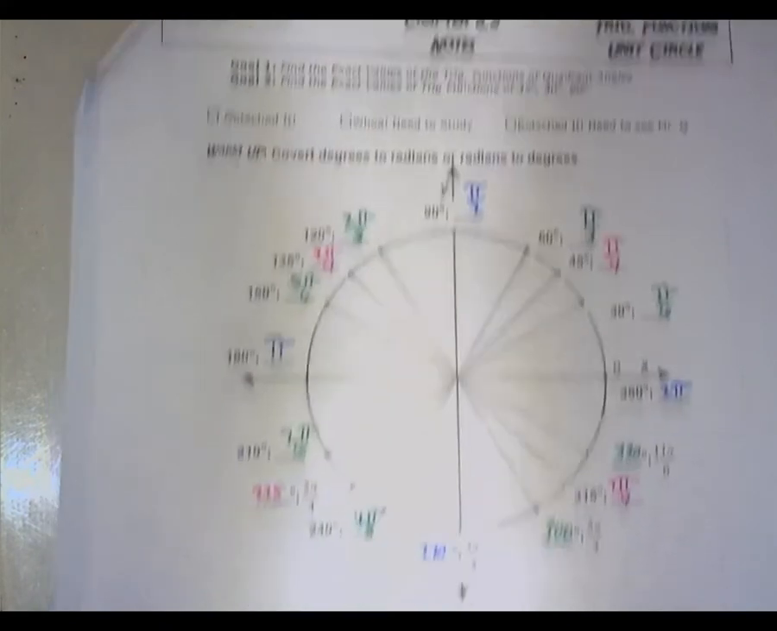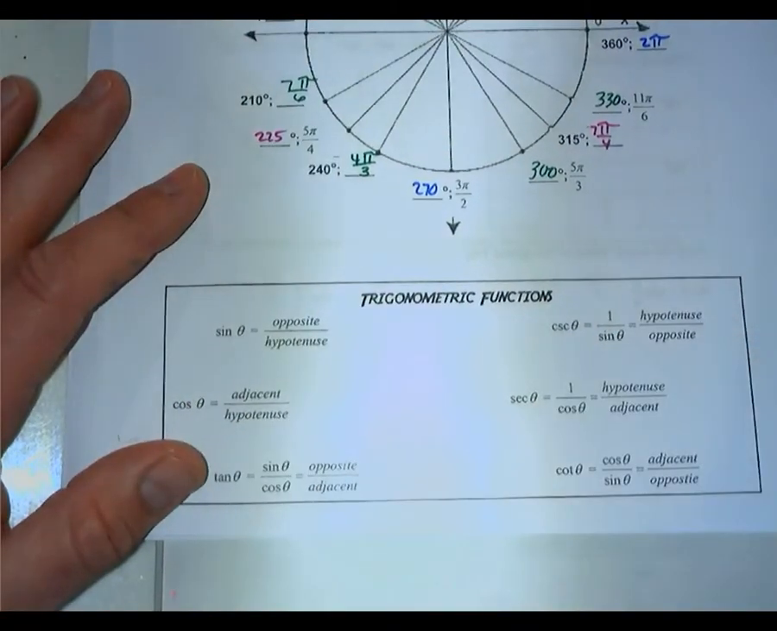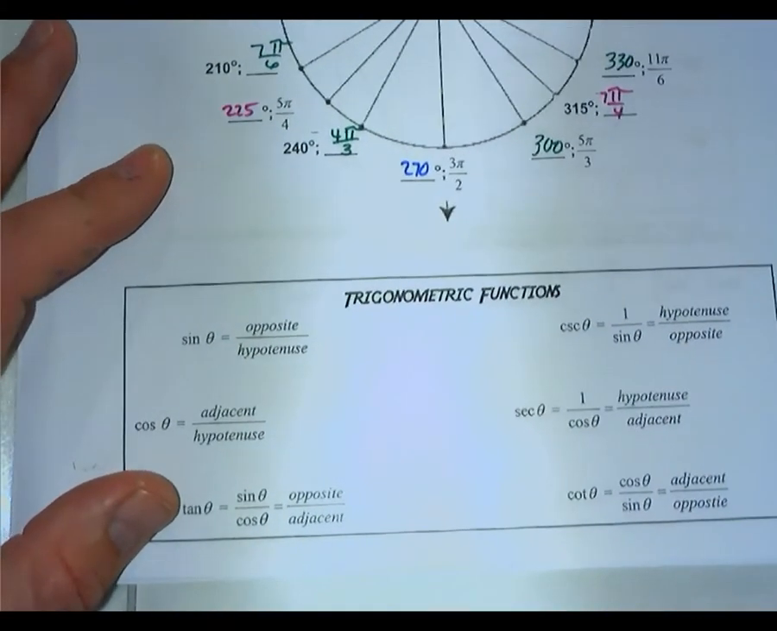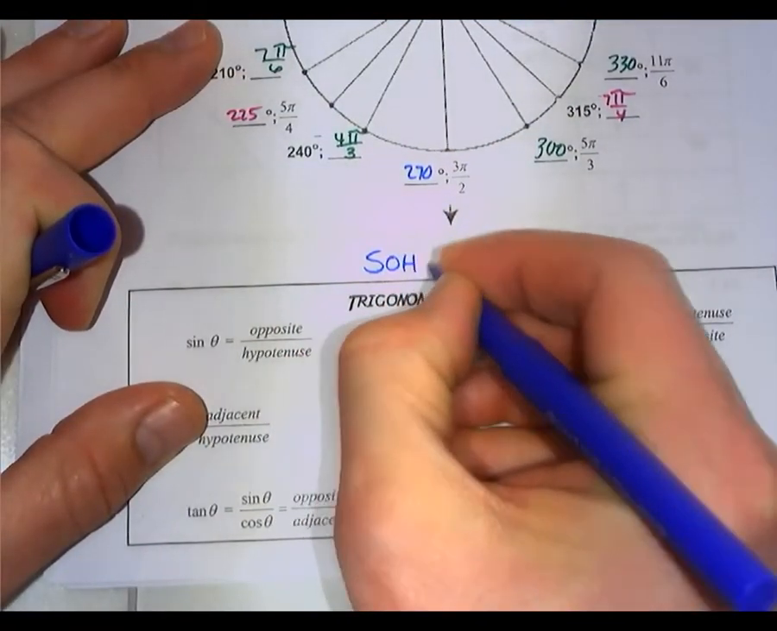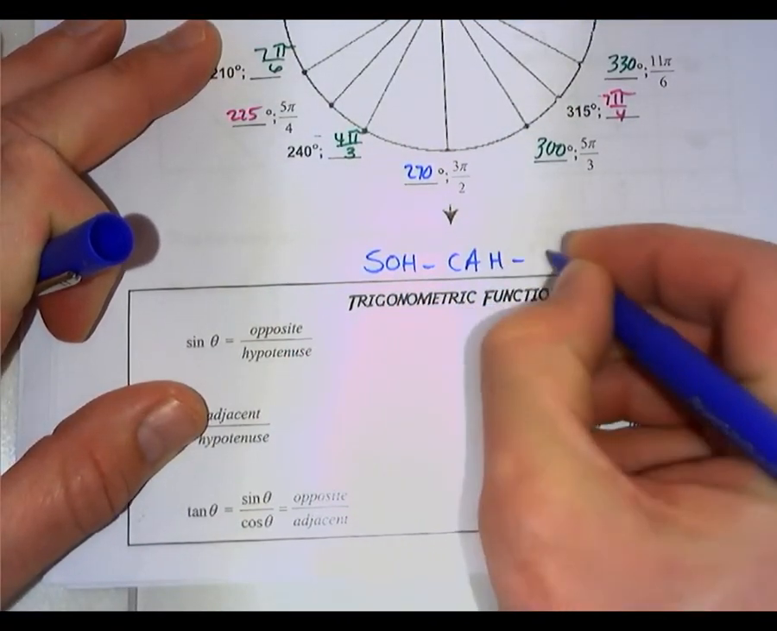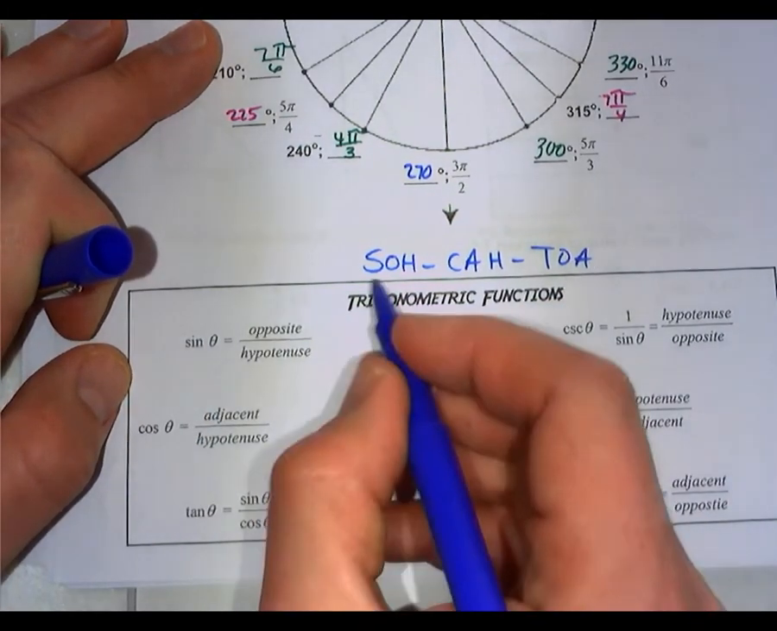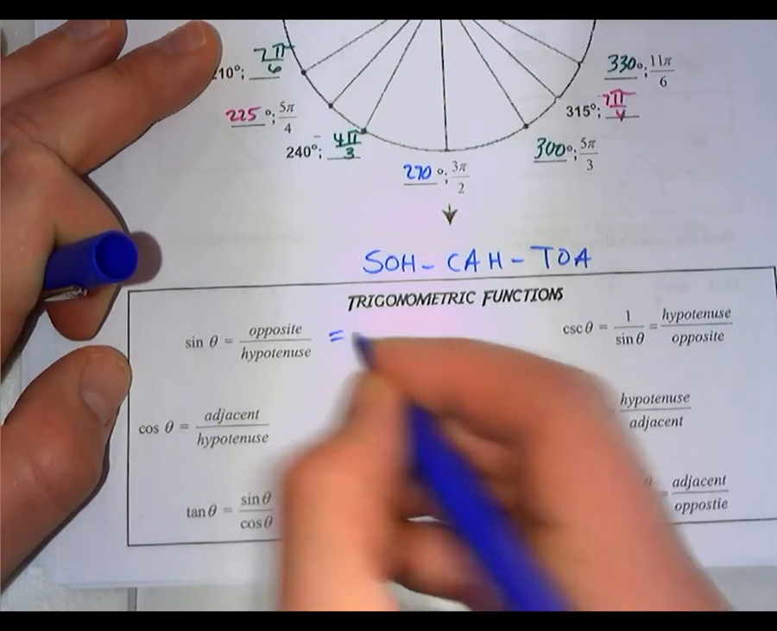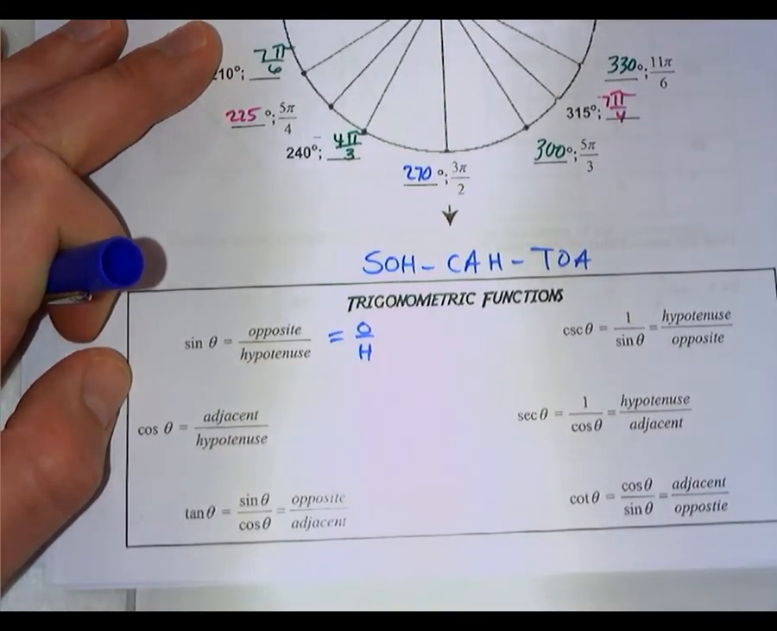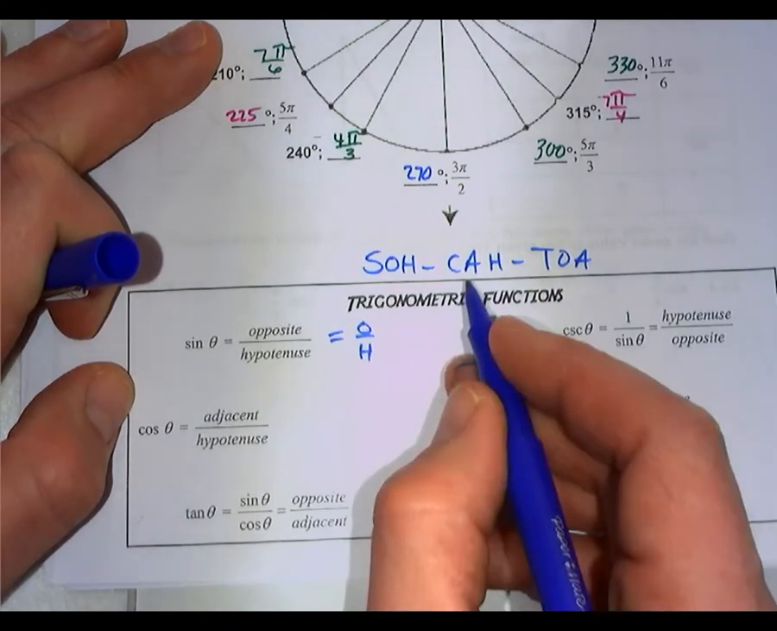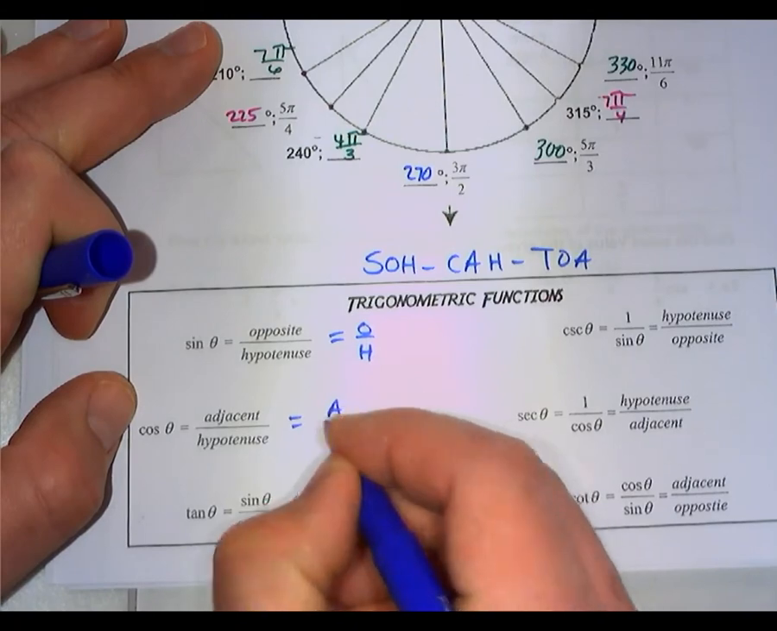As we take a look, we know our trig functions from the other day. SOHCAHTOA. Make sure you spell it right, that's half the battle. And we know sine, S-O-H: sine is O over H, opposite over hypotenuse. And we know cosine, C-A-H: C is for cosine, A is for adjacent over hypotenuse.